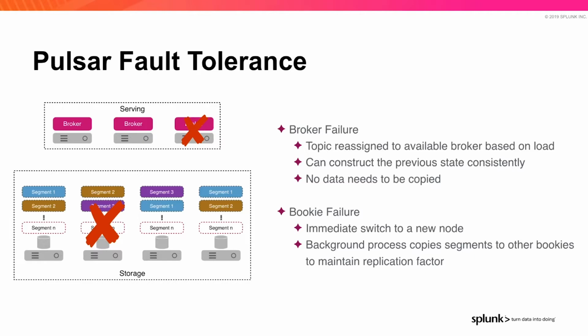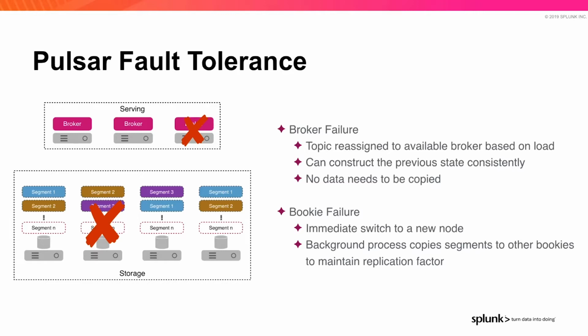Similarly, when you have a bookie failure, the system writes will shift to a new set of nodes. So for example, in this case, when broker 2 failed, the writes will shift to the other brokers 1, 3, and 4, and a background process copies the data so that we can keep the replica factor up.